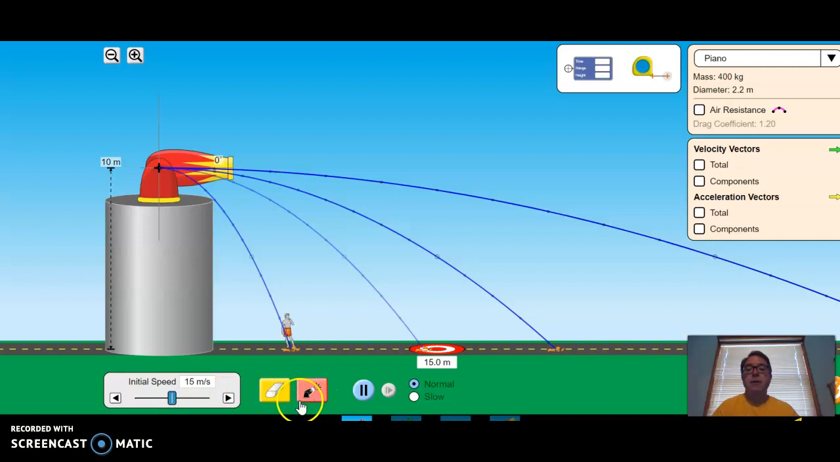Here we go. No, I'm going to change it to 10 because that's what hit the bullseye before, right? So I'm going to launch it at 10 meters per second. That's our velocity for the piano. Ready? 3, 2, 1, fire.